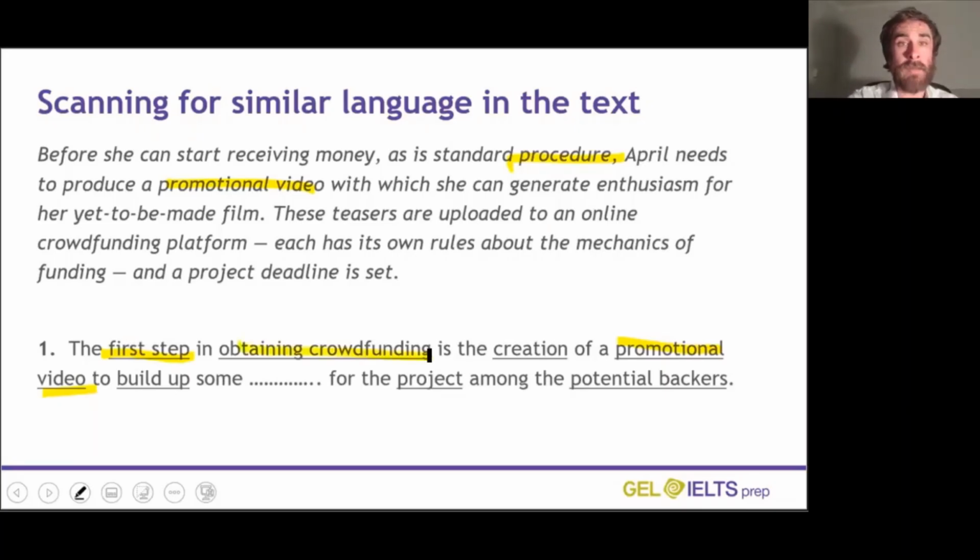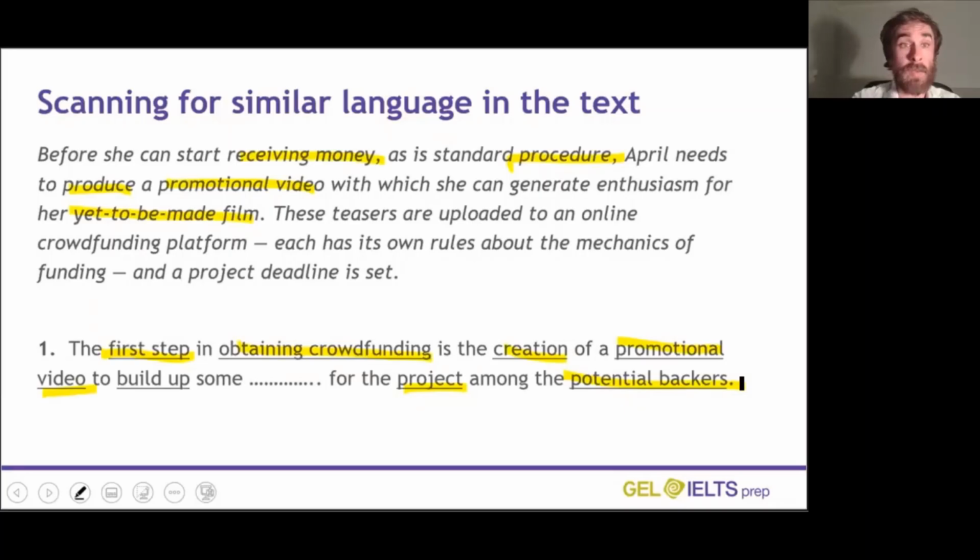Obtaining crowdfunding, we can see in receiving money. Creation is similar to produce. Project is talking about the yet to be made film. Potential backers doesn't seem to be mentioned anywhere. That's okay. You probably won't find all of your keywords in the relevant section of the text, but I think there are enough matches here.